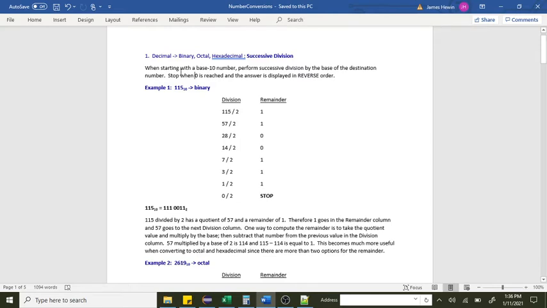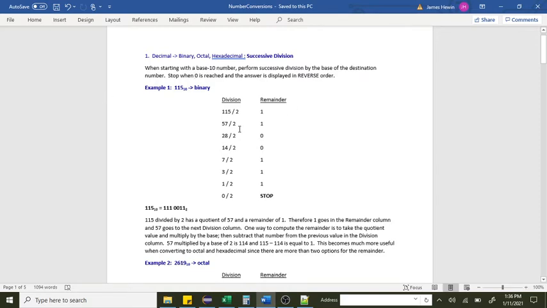So what does the algorithm say? I'm starting with a base 10 number, which is 115. Now I want to perform successive division by the base of the destination number. The destination number is binary, so it's base 2. That means I'm going to be successively dividing by 2, and I'm going to stop when I reach 0. My answer will be in reverse order.